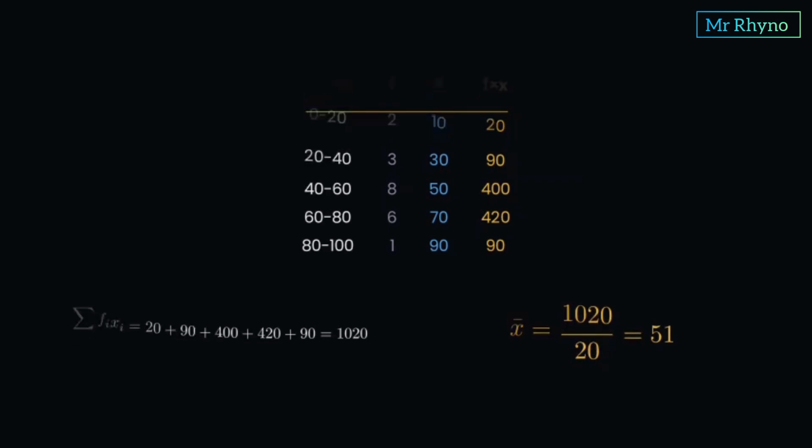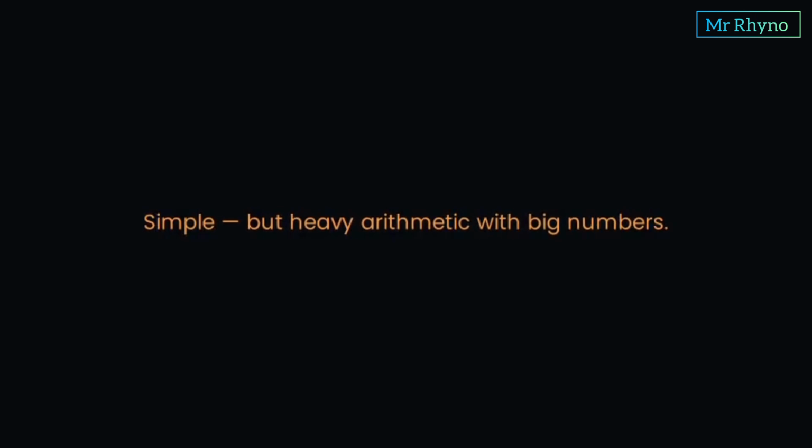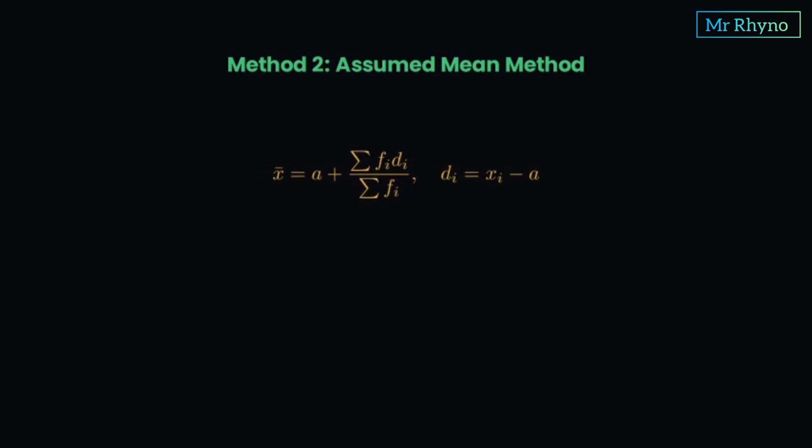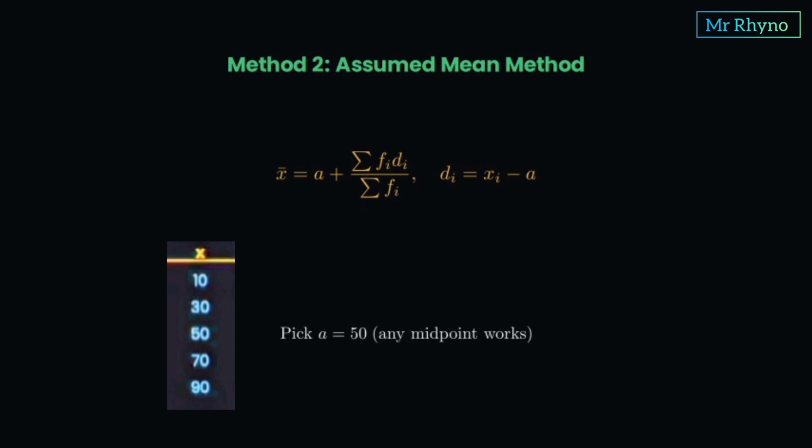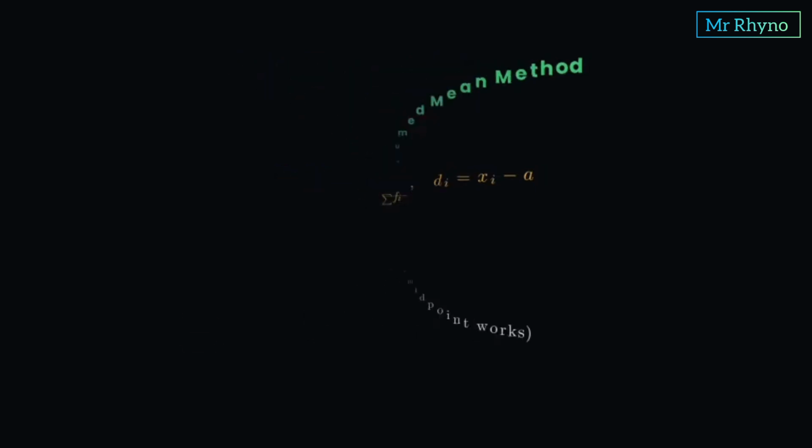Notice that with this method, it is very easy to find an answer, but it becomes very challenging once you have big numbers, and that is where the assumed mean method comes in. Instead of using every row midpoint, we guess a mean, then correct for our guess. The formula: x bar equals a plus the summation of f multiplied by d divided by the total frequency, where d is x minus a. We can pick any midpoint as our assumed mean. For instance, let's pick 50, the number just at the middle of our midpoints.